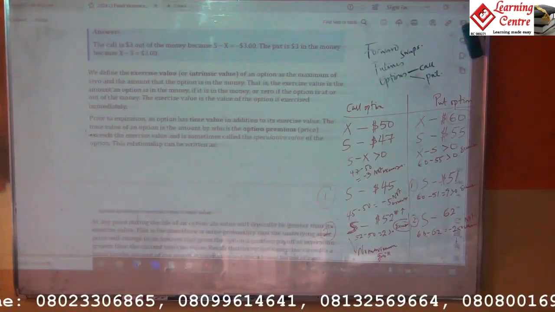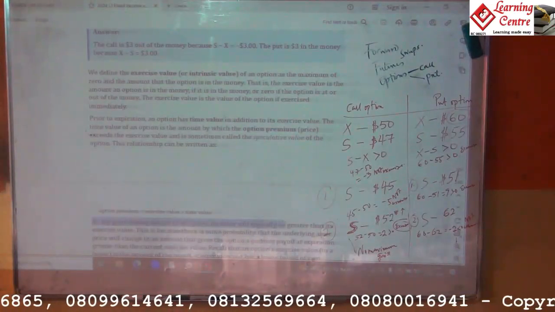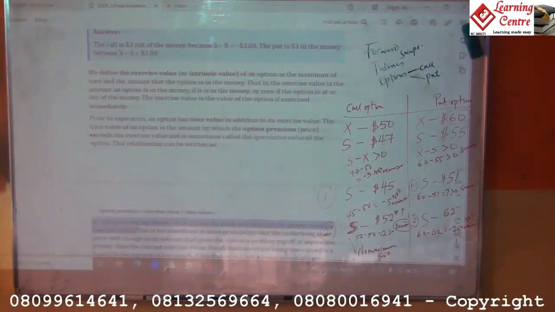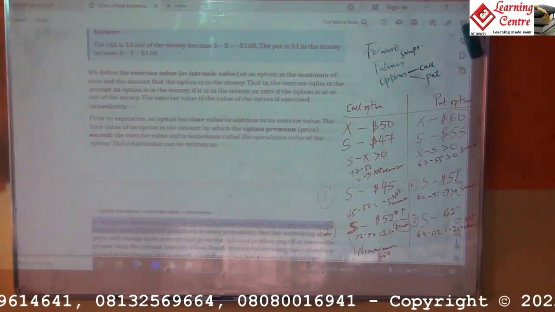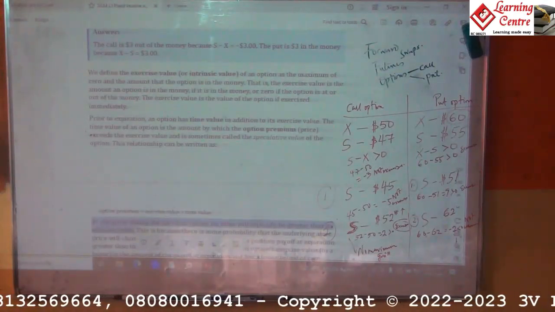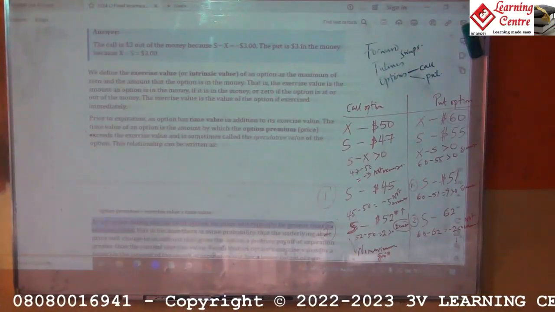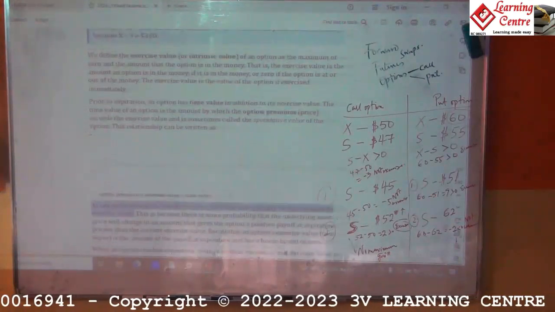That's the time value. Now, at any point during the life of the option, its value will typically be greater than its exercise value. So meaning, what it's trying to say is that the value of this option changes. That's the summary of what you need to know. The value of an option changes.